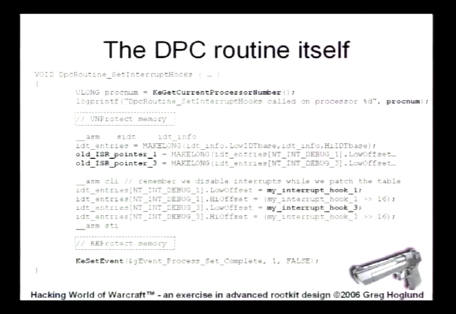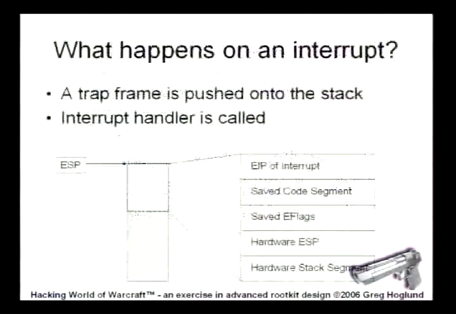Here's the DPC routine itself. This one's pretty straightforward. We unprotect memory using the CR0 trick, register CR0. We then hook the interrupt table and then reprotect the memory and set the event. Pretty straightforward.